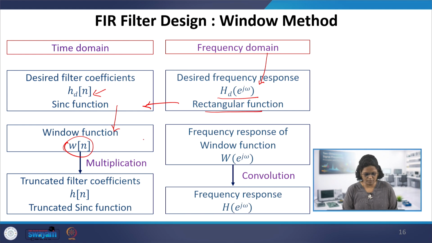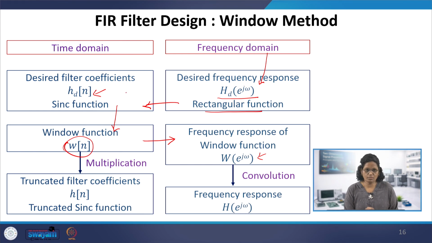Once we decide this window function and take its Fourier transform, that gives the frequency response of the window function, W of e power j omega. If we multiply the two in the time domain, we get the truncated coefficients, that's the design. But if we look at the frequency domain response of the filter, HD of e power j omega and W of e power j omega are convolved to get the frequency response H of e power j omega. This is the actual response, and this is the desired response. So this is the actual coefficient and this is the desired coefficient.